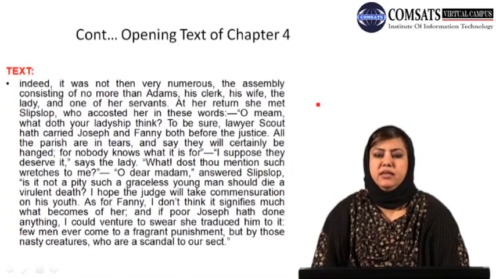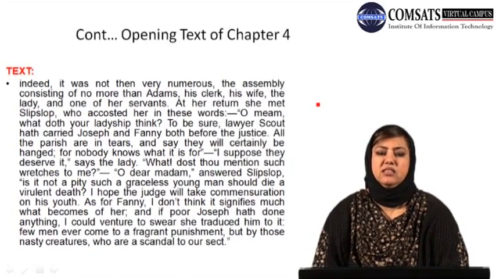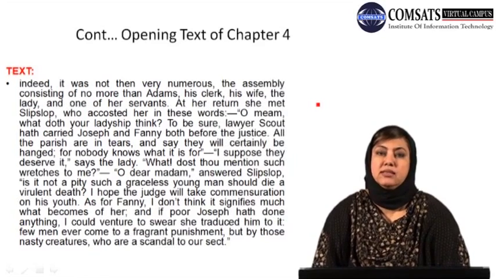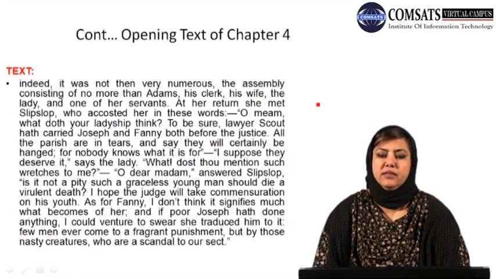It was not then very numerous, the assembly consisting of no more than Adams, his clerk, his wife, the lady, and one of her servants.